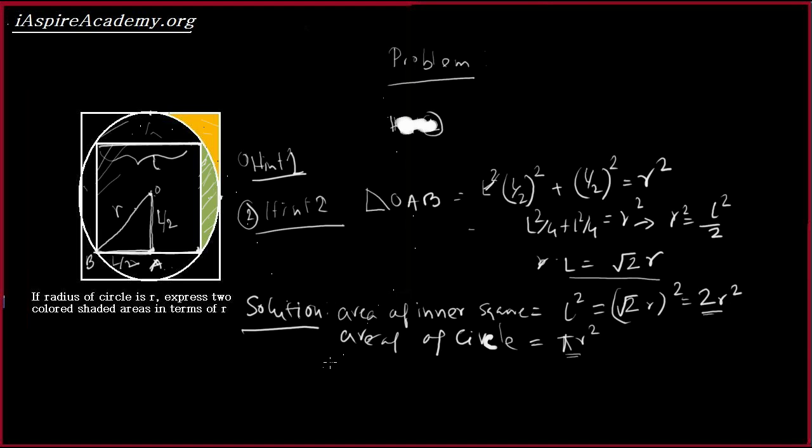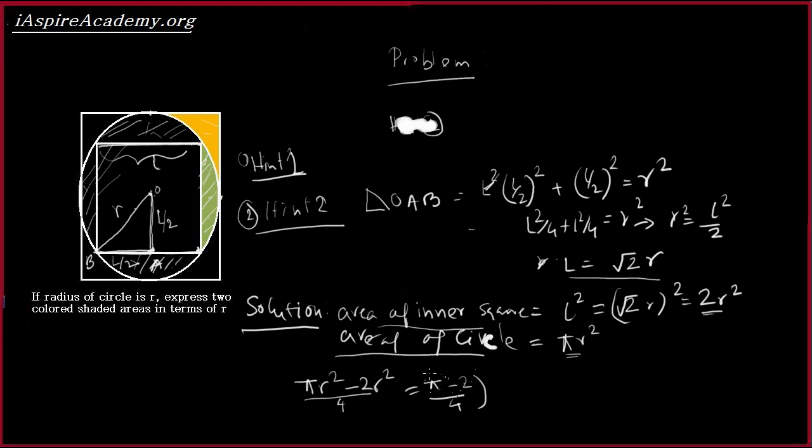So anyway, coming back to finding out this area. The difference between the area of the circle and the area of the square is pi r square minus 2r square. This would give you the total of 4 such areas. So the area of one of them is pi r square minus 2r square by 4. Just to simplify, it is pi minus 2 by 4 r square. So this is for this.